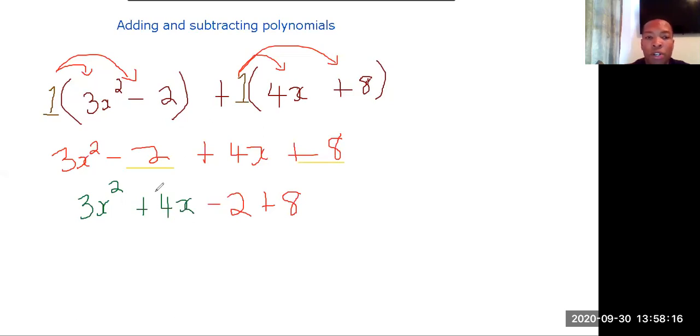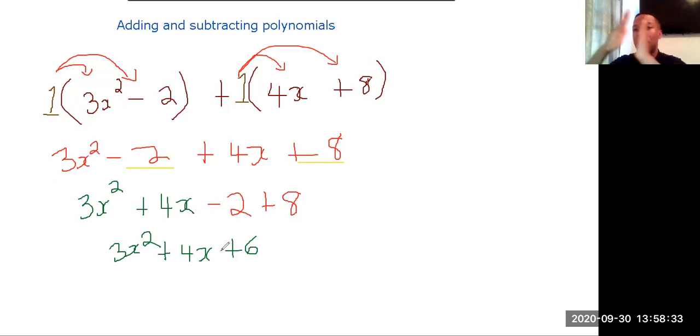So my answer would come out to be 3x squared plus 4x plus 6. And do you realize that I wrote it in descending order? Whenever I'm presenting my polynomial, I want to write it in descending order. So I start with the 2, then the 1, and then 0. All right? That's one example.